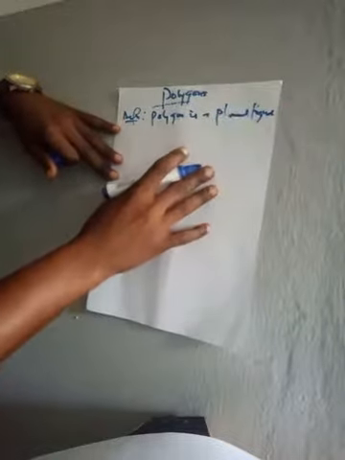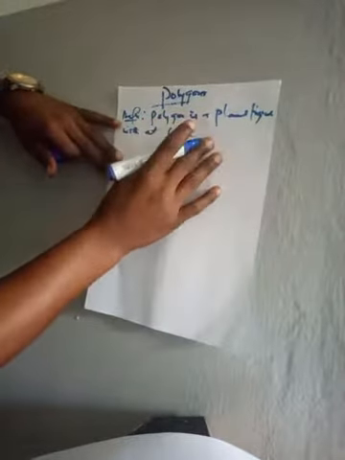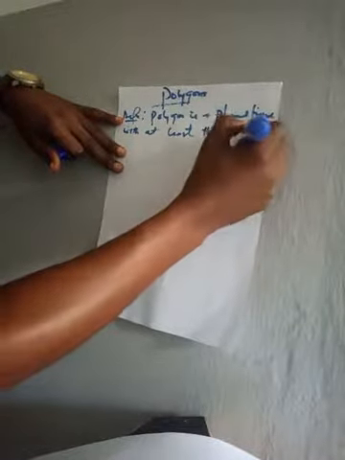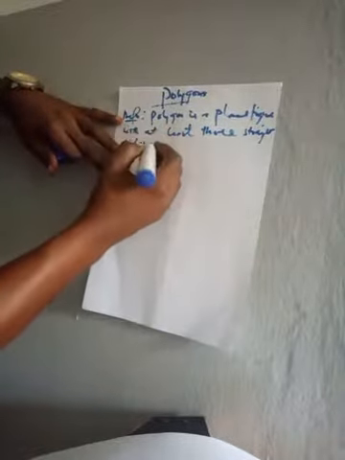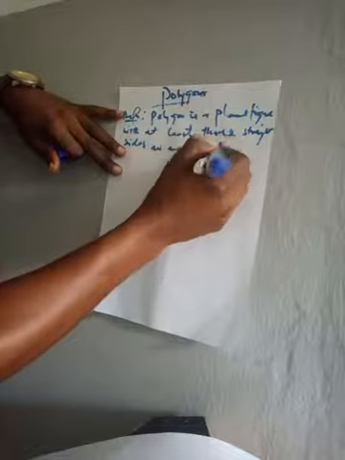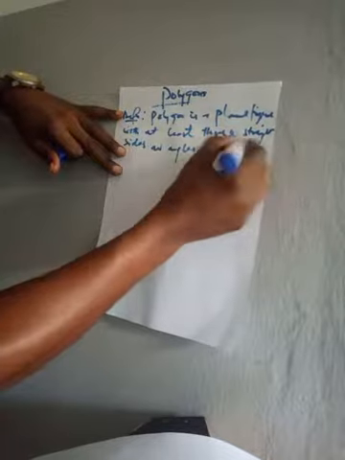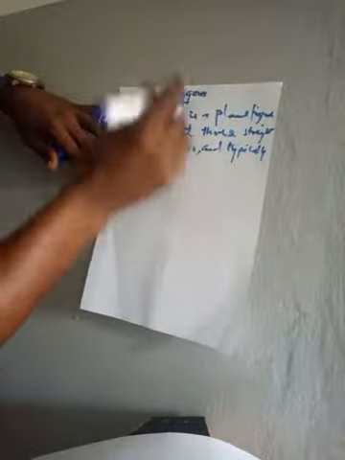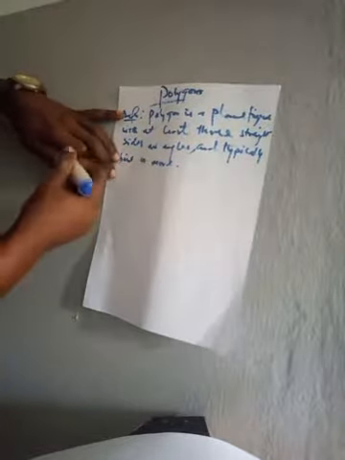Let's listen attentively. A plane figure with at least 3 straight sides and angles, and typically 5 or more, that is 5 sides or more, is a polygon.